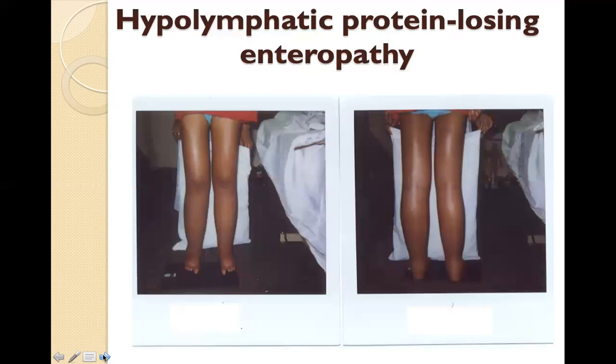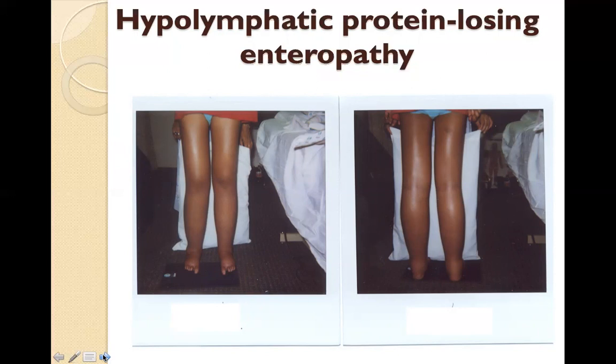So here's a few cases. This individual had hypolymphatic protein-losing enteropathy. That's a mouthful for you. So this was a patient I saw for a number of years. She actually had primary lymphedema, and we talked about that in our last section. Primary lymphedema is where during fetal development, the lymphatic system doesn't form effectively, and those transport vessels or those collectors are insufficient. So, number one, she had insufficient transport of fluid out of her legs. So as a result, she had chronic swelling in her feet and her legs.